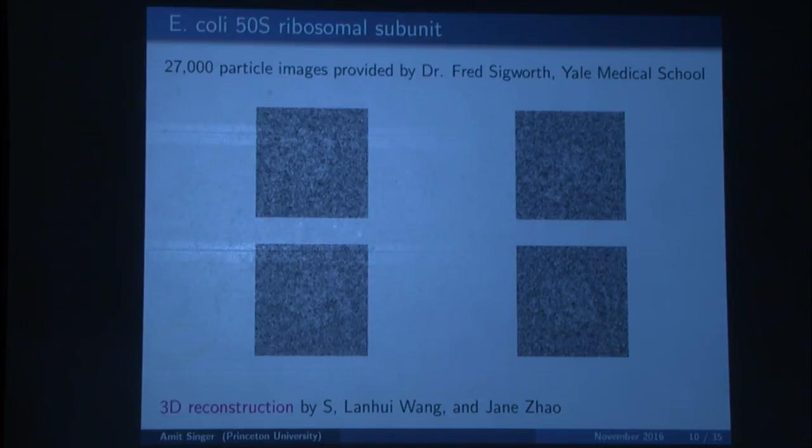So you can maybe combine both approaches and get something even better. So really the issue is that there is radiation damage and you want to limit it as much as possible. So you want to do just a single tilt.